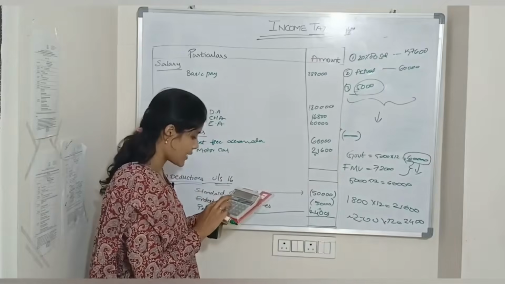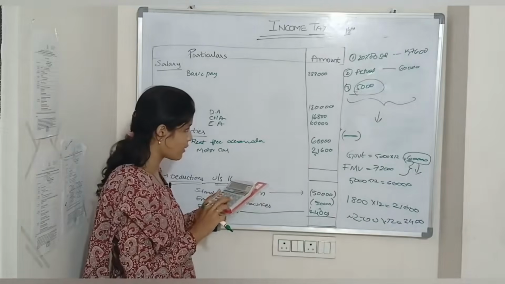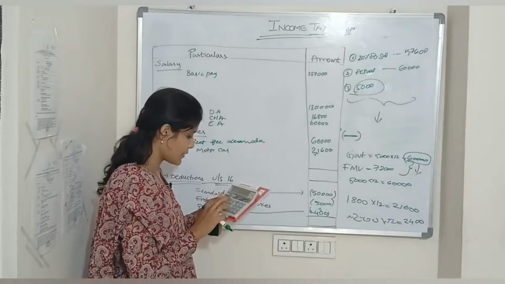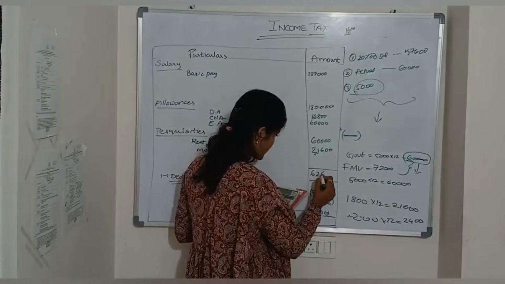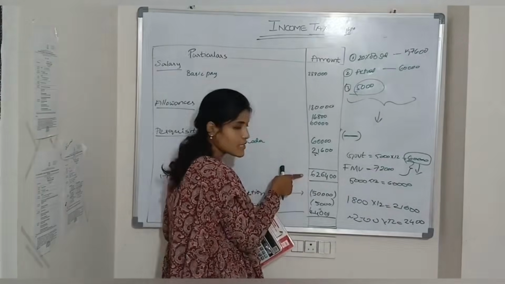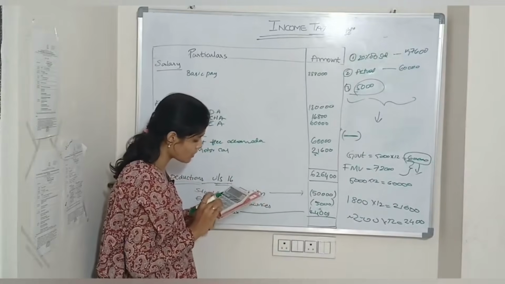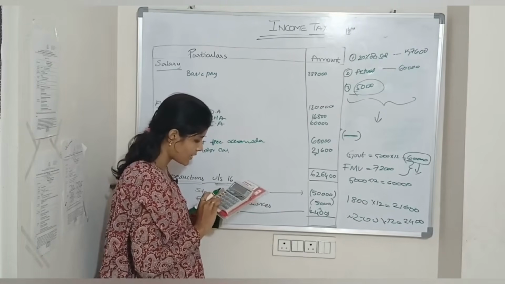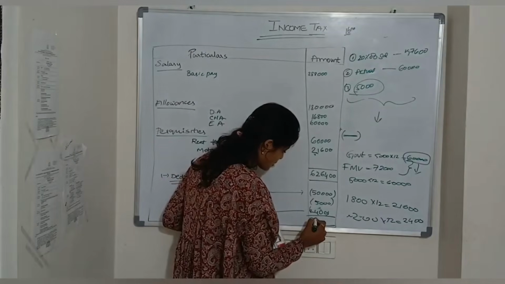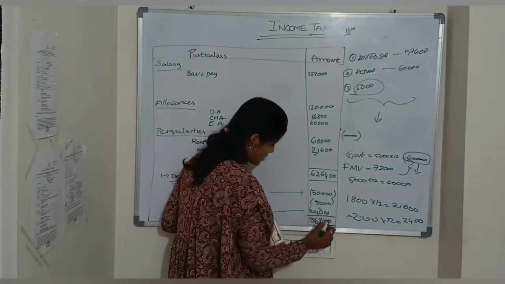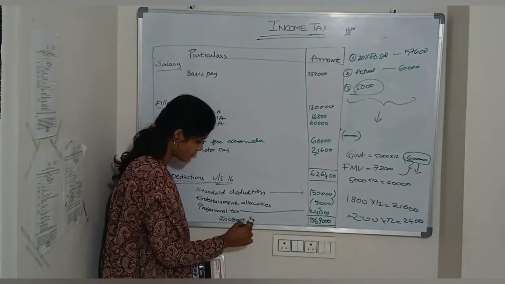2,88,000 plus 1,80,000 plus 16,800 and 60,000, again 60,000, 21,600. Then you will get 6,26,400. From this amount you need to deduct all this amount. Okay, from 6,26,400 if you deduct 50,000, 5,000 and 2,400, then 5,69,000 is the income from salary.